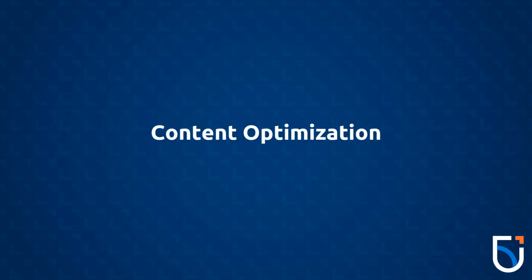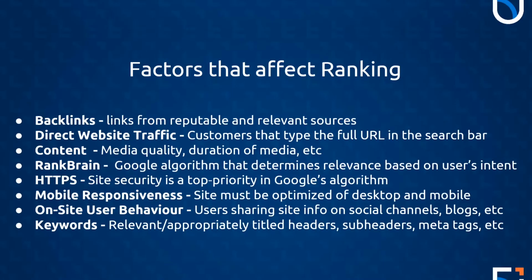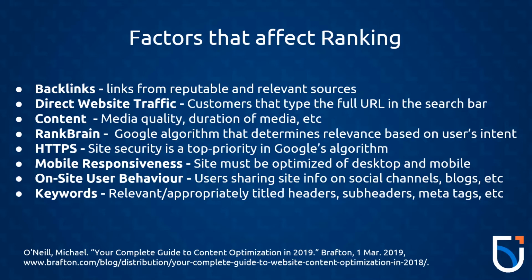Finally, let's talk about content optimization. The goal of content optimization is to increase the ranking of your site on search engines. Now, here are the main factors that affect the ranking of sites on search engines. Number 1, backlinks: links from reputable and relevant sources that feature your website.